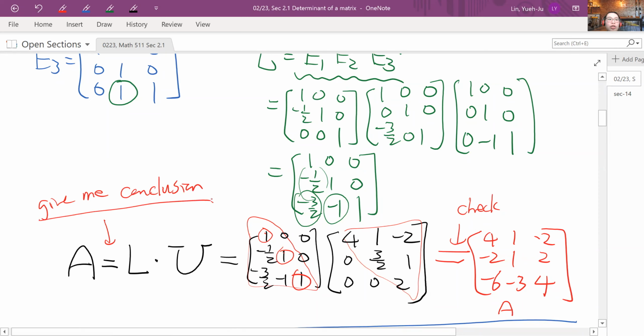Okay, so any questions so far for this example? I hope that this will help everyone do the homework in section 1.5. Any questions?